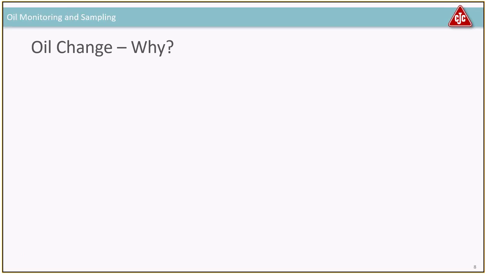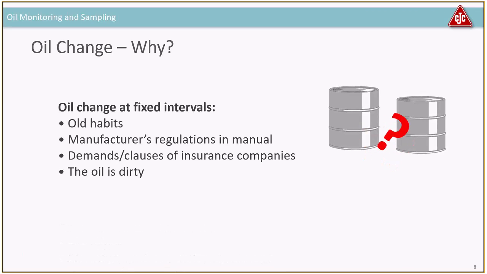So why do we change oil, or why do our clients? Most of them are doing it on fixed intervals. It could be old habits: on this pump, we change it every year, or this gear, or whatever. Or it could be from the manufacturers. The OEMs say in the manual you need to change every 500 hours on this engine, or whatever it is. It could also be the class company or insurance companies that say you have to do it at specific intervals. Or of course, a lot of people just change the oil because it was dirty or wet.